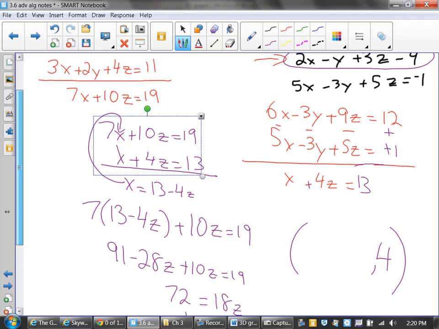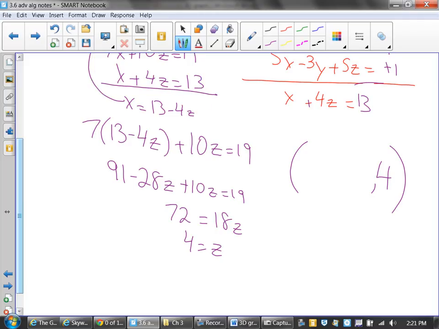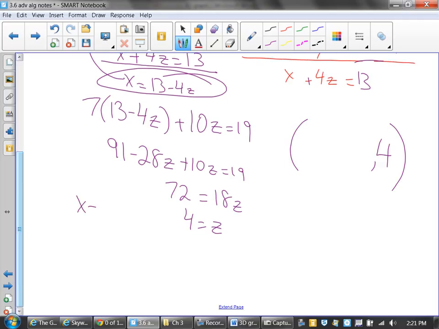Instead of finding x, you just plug z back in. Correct. In order to find what x is, we already know that x is going to equal 13 minus 4 times z. So x is 13 minus 4 times 4, otherwise known as negative 3. Excellent. So the first variable is negative 3. So now I know 2/3 of my problem.